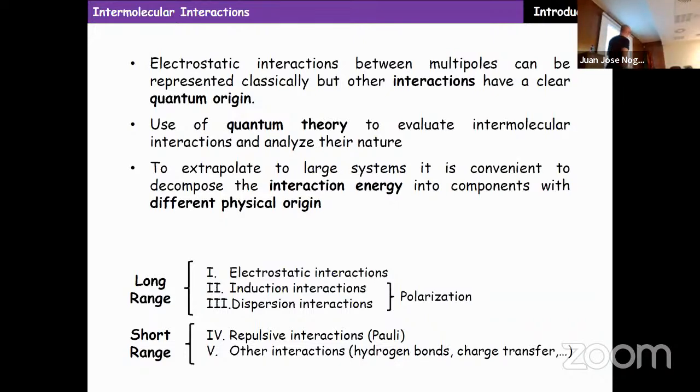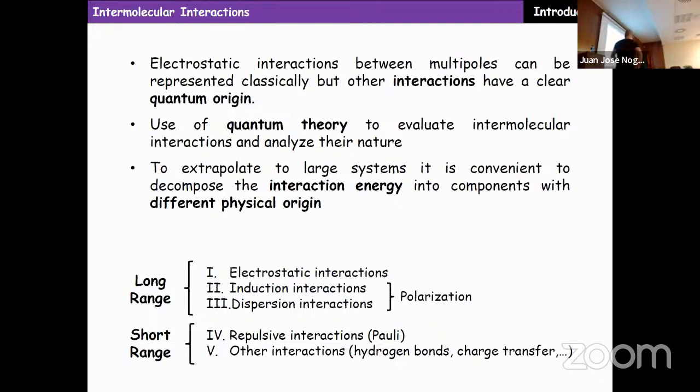Okay. So how can we deal with this dispersion and Pauli interactions with classical methods, with parameterization, with potentials? Okay, we can do it, but how do we optimize these potentials and how do we obtain these parameters? From quantum mechanical methods. Okay, so the use of quantum theory to evaluate intermolecular interactions and analyze their nature is necessary.